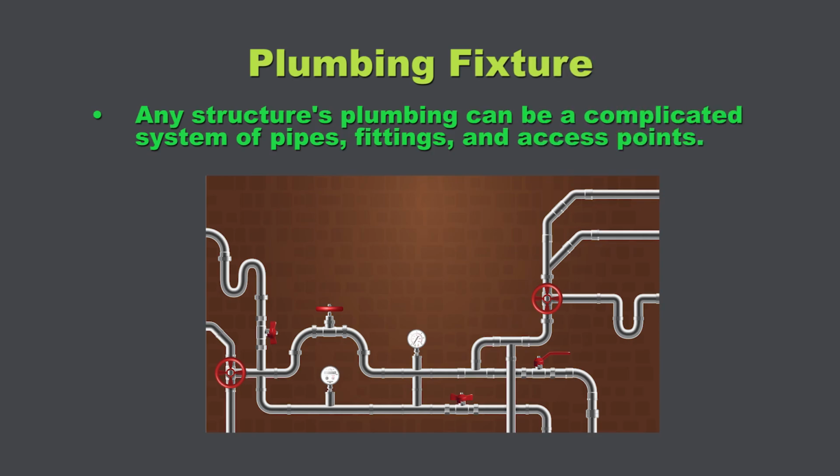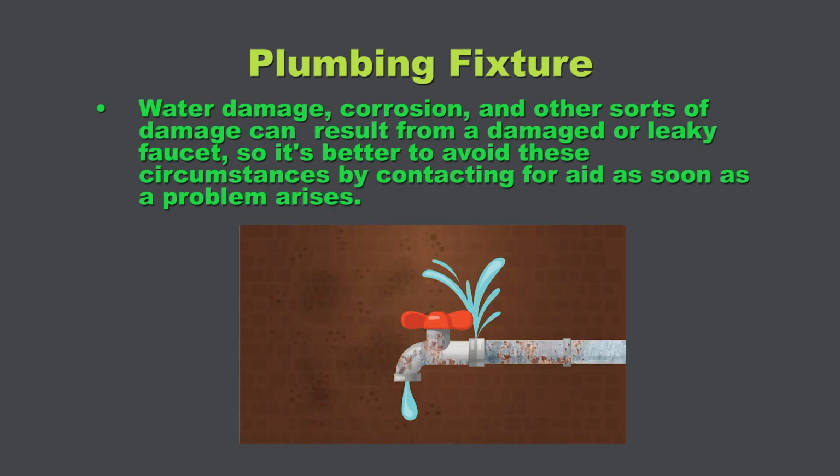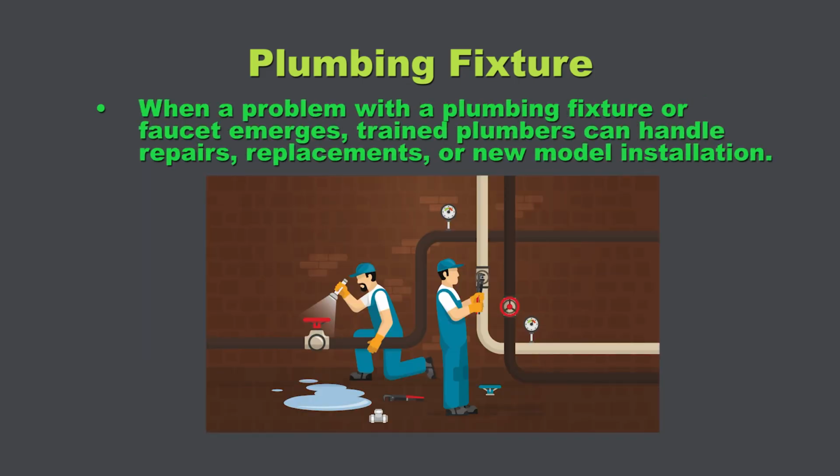Any structure's plumbing can be a complicated system of pipes, fittings and access points. Water damage, corrosion and other damage can result from damaged or leaky faucets. So, it's better to avoid these circumstances by contacting for aid as soon as a problem arises. When a problem within plumbing fixtures or a faucet emerges, a trained plumber can handle repairs, replacement or new model installation.